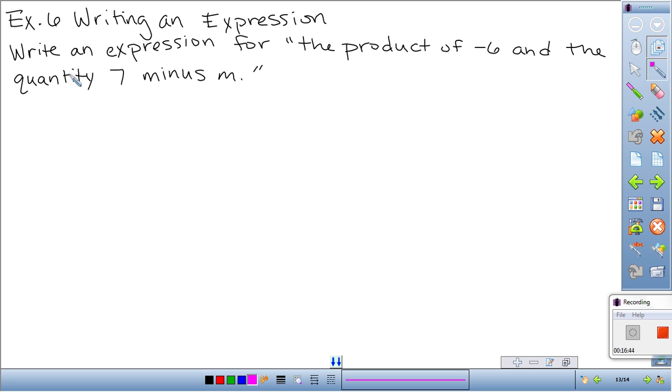Okay, last example. Real simple. All we're learning here is that the quantity means everything following this word is in parentheses. That's it. So we're just learning something else for writing our expressions. Product means multiply. So we're multiplying negative 6 times 7 minus m. So negative 6 times the quantity 7 minus m. And that's it.